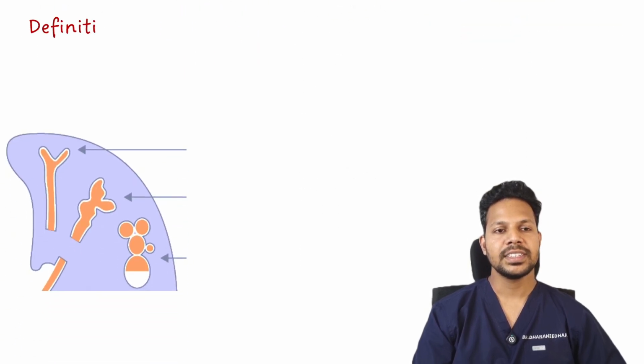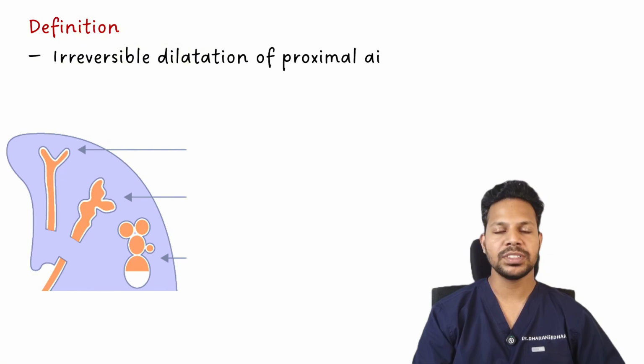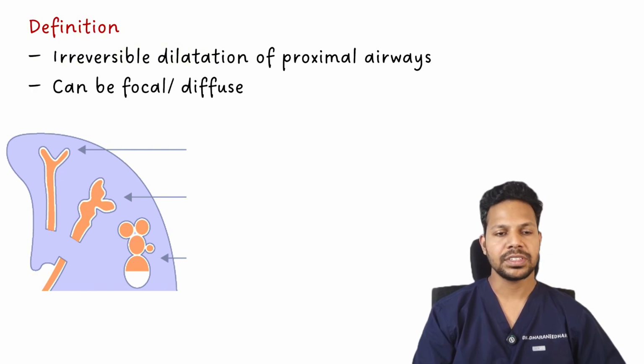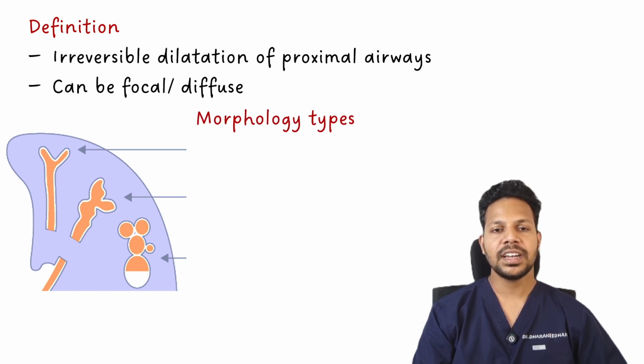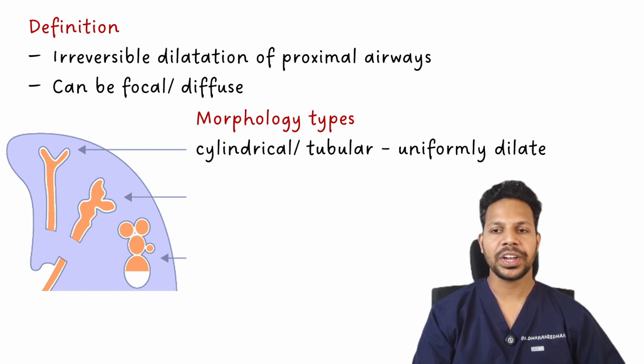Now let's look at the definition. Of course, the definition is irreversible dilatation of bronchi and bronchioles. This can be focal or diffuse. As shown in the image, the three arrows indicate three different kinds of morphologies, starting with the cylindrical one. The image shows the airway is dilated, but it is dilated uniformly all throughout. So this is cylindrical or tubular bronchiectasis.